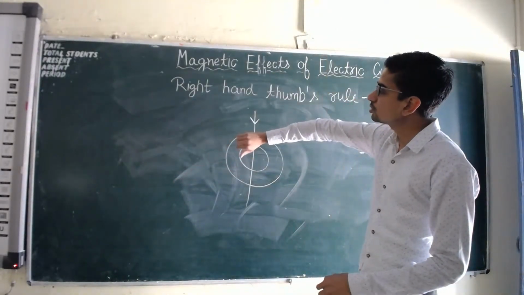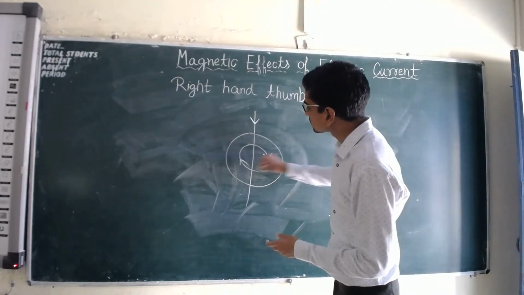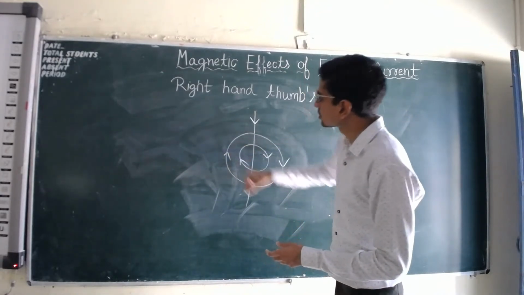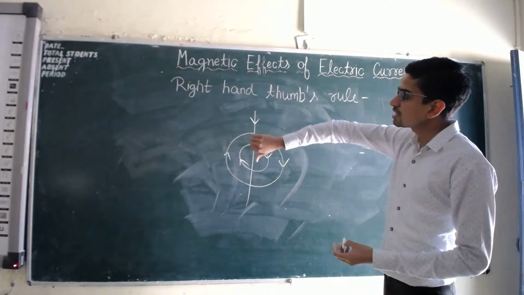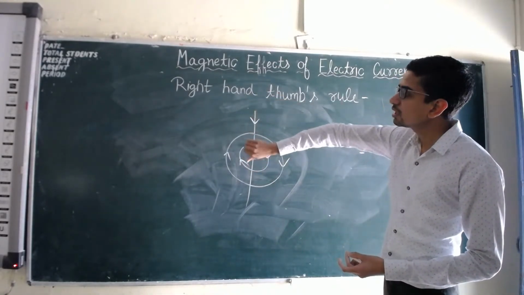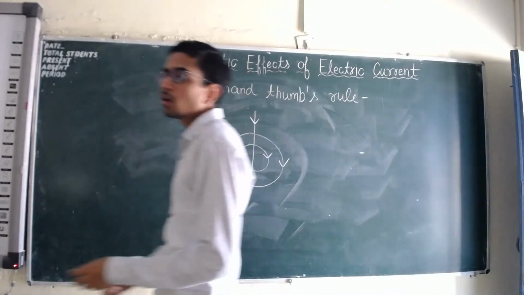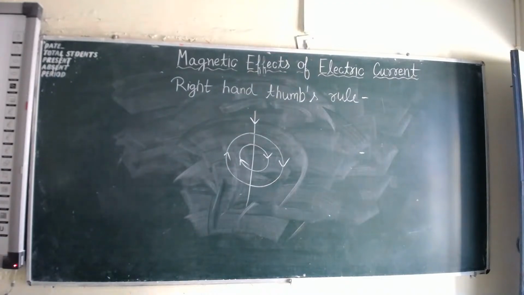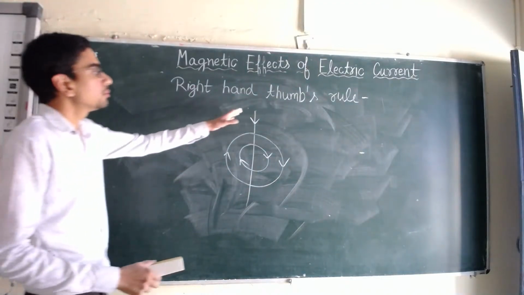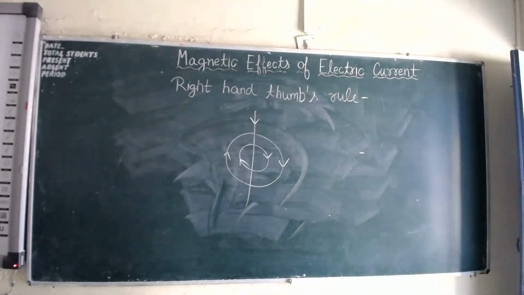Okay. So the direction will be this. You can do this by yourself. If current is flowing downwards, then it will be clockwise. So direction of magnetic field is clockwise, if current is flowing from up to down. Understood? If you have any doubt, you can ask.